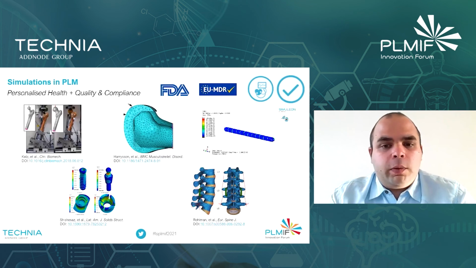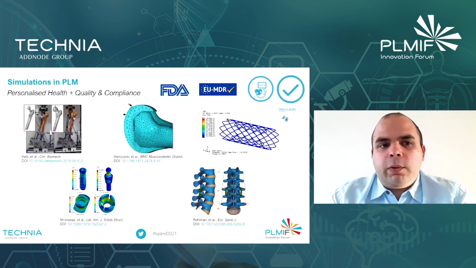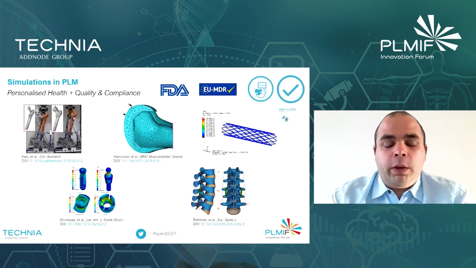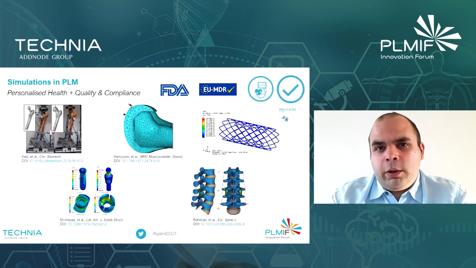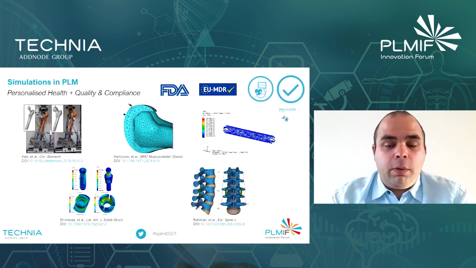And lastly, on the bottom right-hand side, you can see a full spinal model that can be used, for instance, to look at different problems in the spine, such as multiple sclerosis and other diseases such as that. So if you could develop a simulation that matches the experimental follow-up, it would make the quality and compliance faster, and the FDA and MDR approval process maybe even more streamlined.